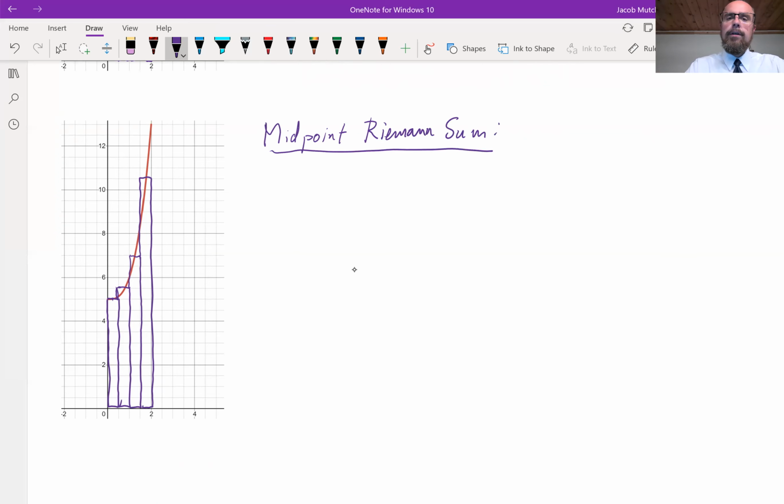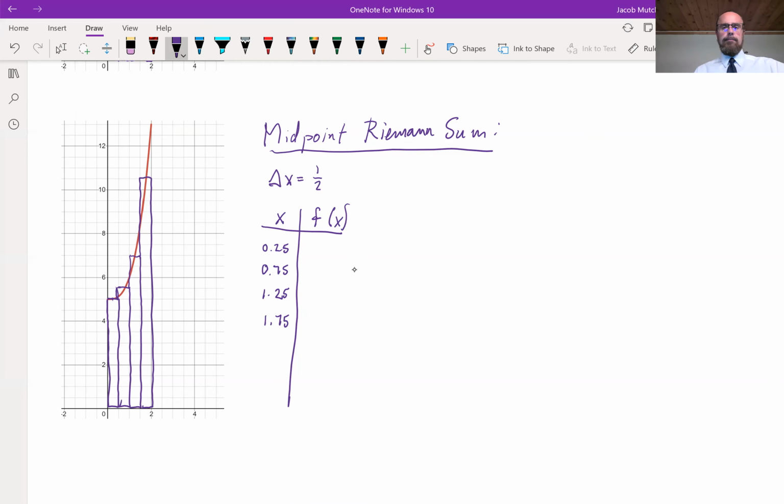Helpful here, I know my delta x is going to be half. That has not changed. But we need to find our modified table. So we'll do x, f of x. If we're thinking about midpoints, I'm not going to start at 0, and I'm not going to start at half. I'm going to start between them. So 1/4. And then I'm going to add half to each. So 0.75, 1 1/4, and 1.75. So it's a different domain.